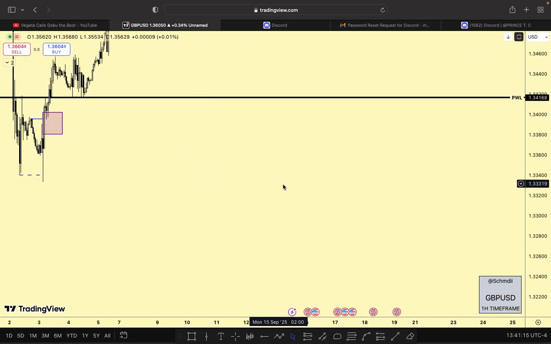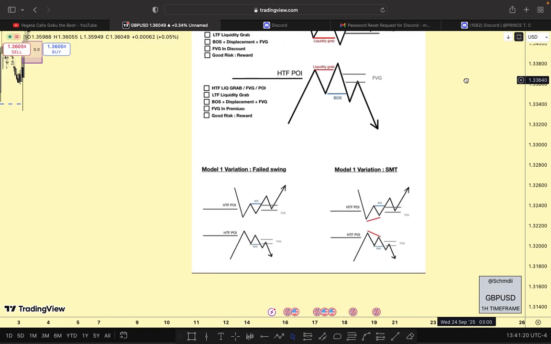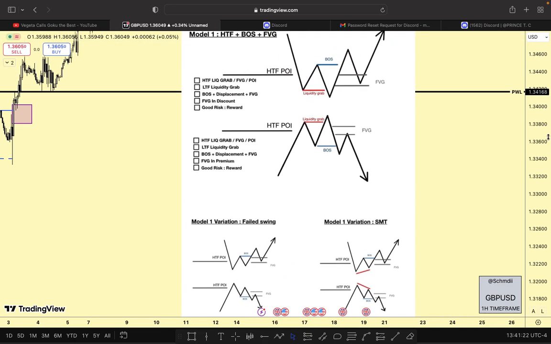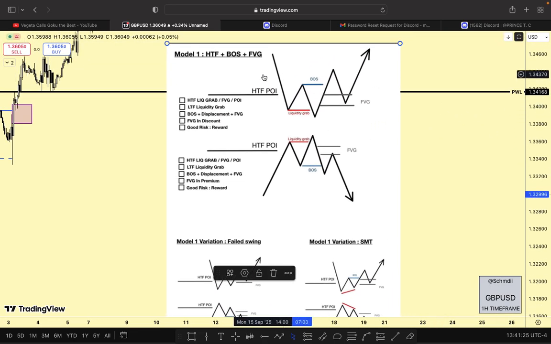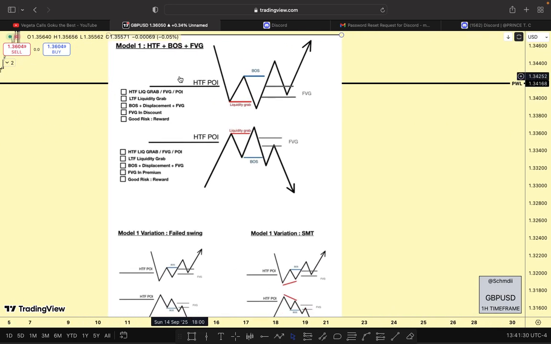Now, with regards to the pattern we're looking for, it's this. This is from that ICT 2022 mentorship I sent you. In the bullish example, look at the page. You see that black line that says higher time frame point of interest. In this example, the higher time frame point of interest is the previous weekly low. That higher time frame point of interest could either be a previous daily low or a previous session low in a bullish example.